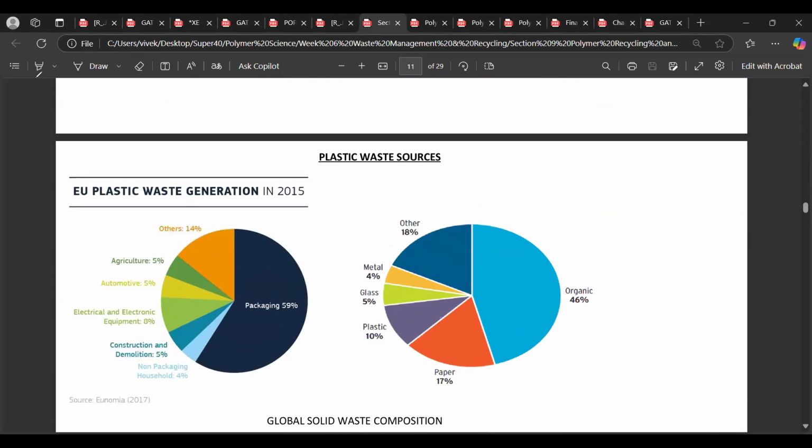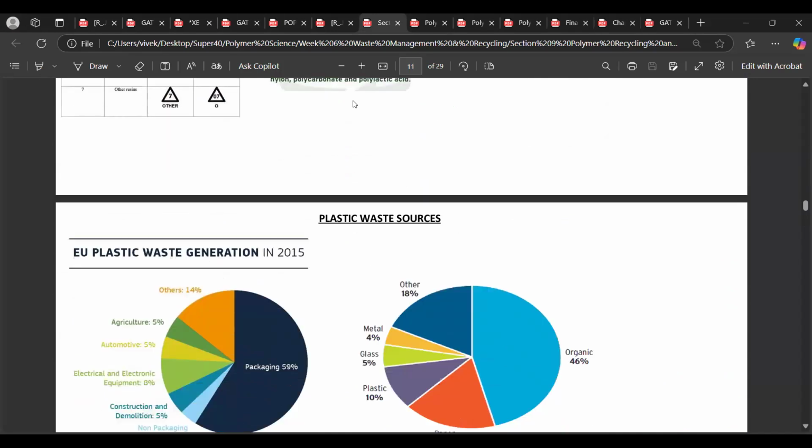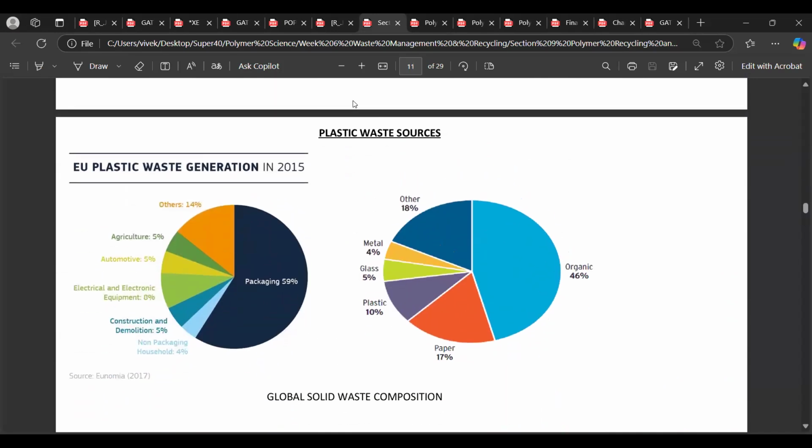So I have already covered the syllabus. These are the typical symbols that are important. Please pause and read this. This is a typical plastic waste sources. This is in the syllabus. It's clearly mentioned in the syllabus.